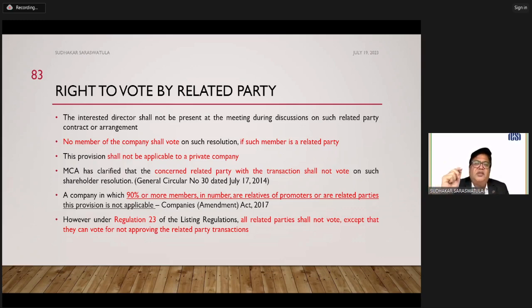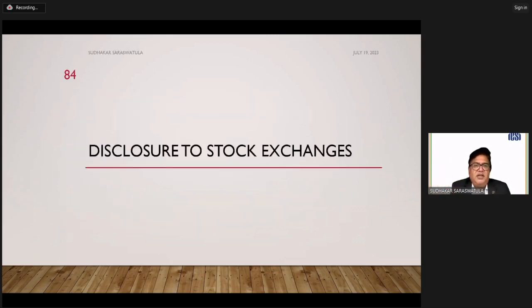As far as Regulation 23 is concerned, the related parties can vote in negation. That means they can disapprove the transactions, but they cannot approve the transactions.